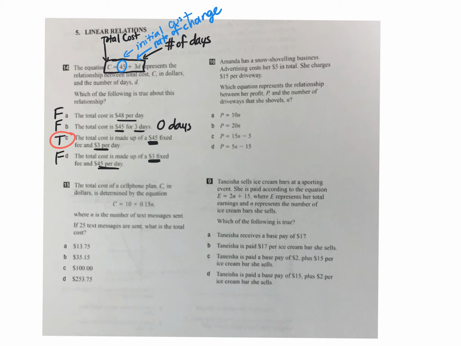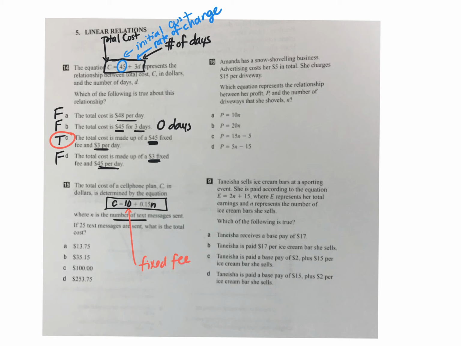Okay, so this is the equation. C equals 10 plus 0.15n. N represents the number of text messages. And C is the total cost. So what do these numbers mean? What does 10 represent? It's the fixed fee.